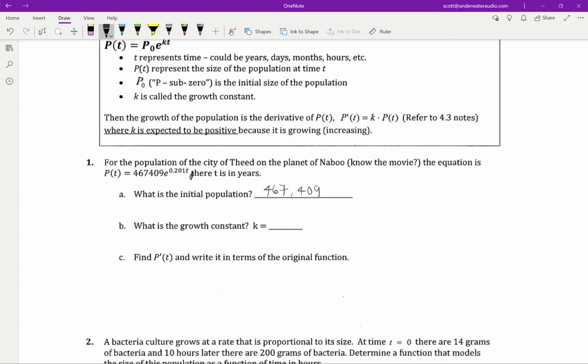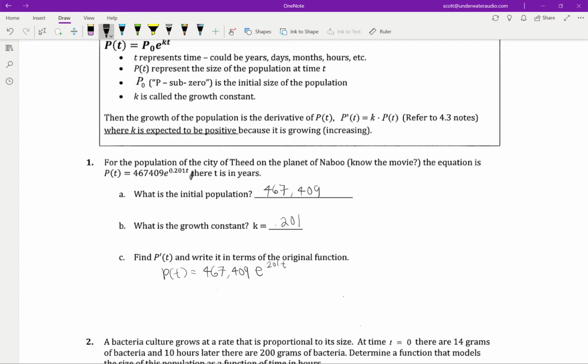What is the growth constant? k equals, and that's just the number in the exponent, 0.201, which is positive, so that does tell us it is a growth. Then it says find P prime of t and write it in terms of the original function. So my original function is P of t equals 467,409 e^(0.201t).